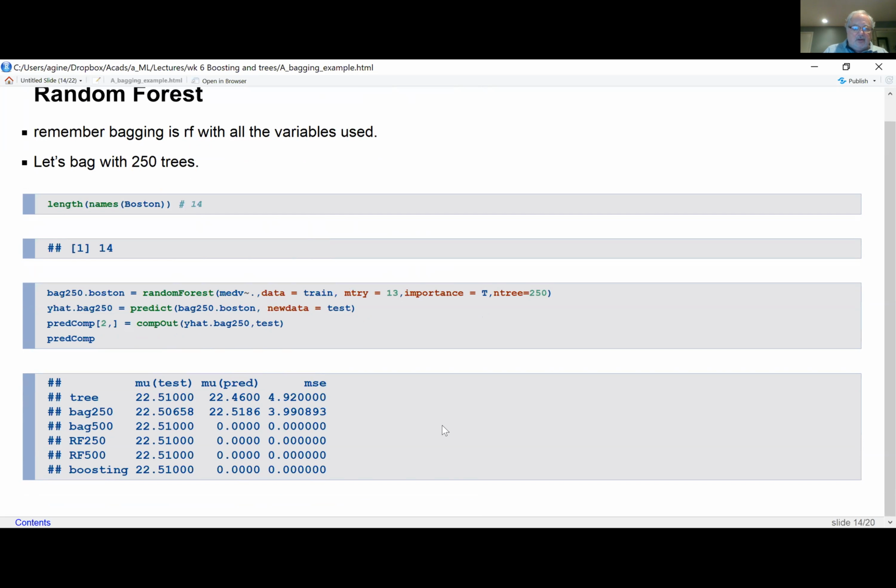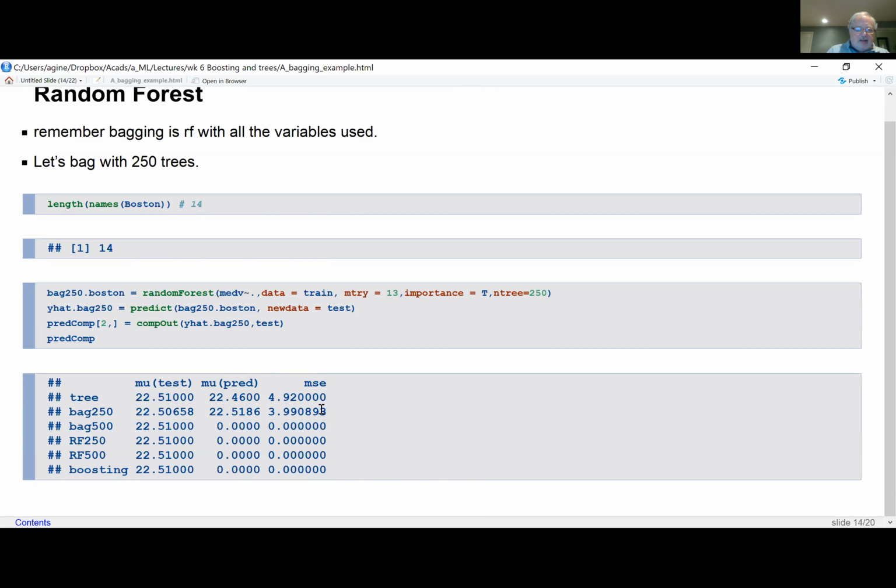And now, lo and behold, that's weird. I must have done something. Oh, I forgot to write round in it. So this is not showing the same, because 22.50658, when you round it to two decimal places, which I forgot to do, would be 22.51. Okay, but you can see the predictions are a little closer, but more importantly, the mean square error is going down.